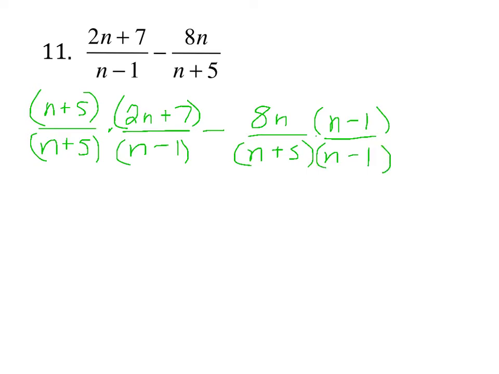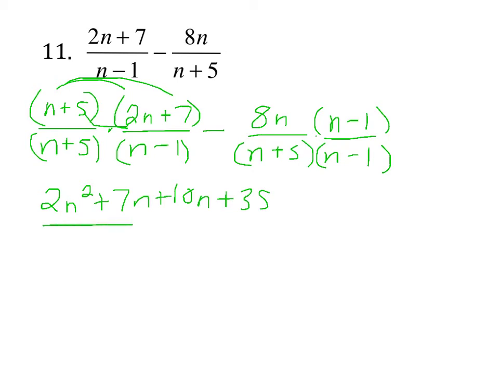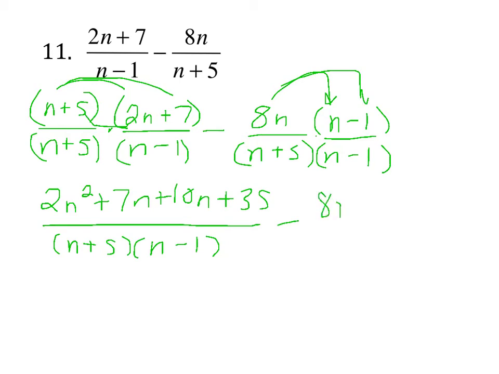Okay, so in the numerator of our first fraction, we want to FOIL together n times 2n, so we have 2n squared. And then n times 7 is 7n. 5 times 2 is 10n. And then plus 35, and that's all over n plus 5 times n minus 1. And then in our second fraction, we want to distribute the 8n. So we have 8n squared minus 8n.